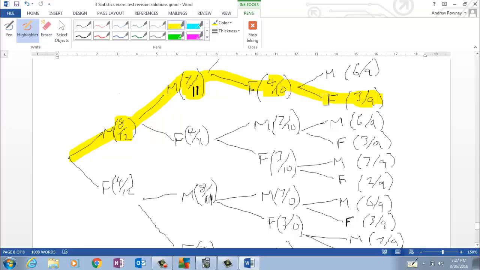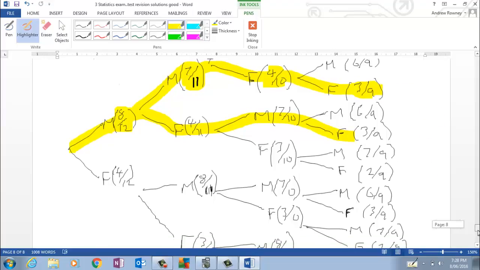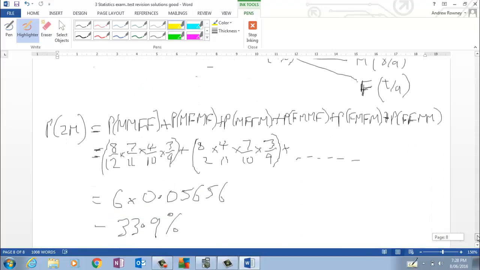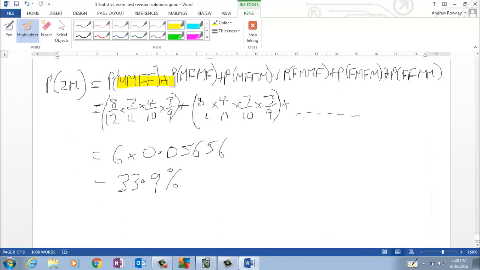But there are other ways of getting 2 males and 2 females. For example, you could have male, female, male, female. So you have to multiply them and add that on. And as we saw before, there's 6 different cases, 6 different paths of that. So if you use that process, here are the 6 possibilities for getting two males, 2 females. There's 1, 2, 3, 4, 5, 6. You multiply the probabilities, adding all the options, and you actually get exactly the same answer, 33.9%, which we got in 6E.